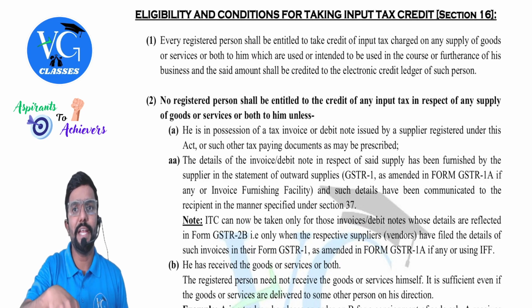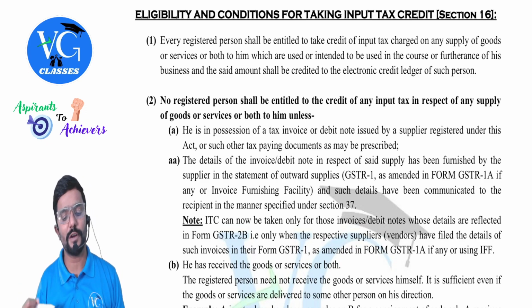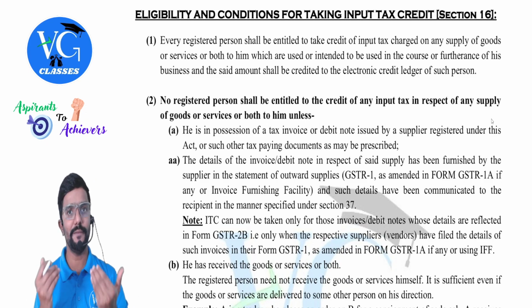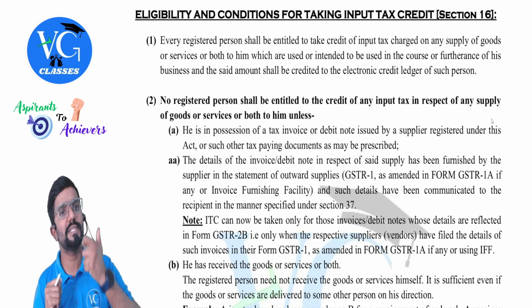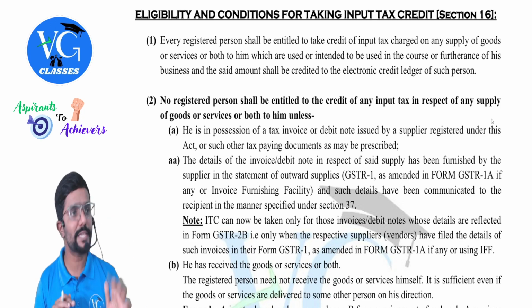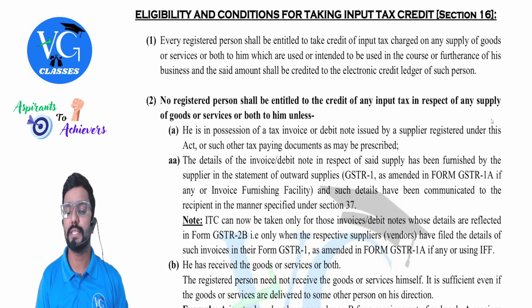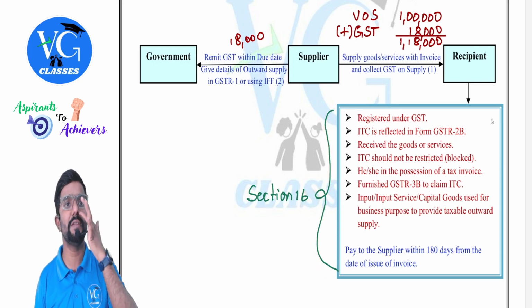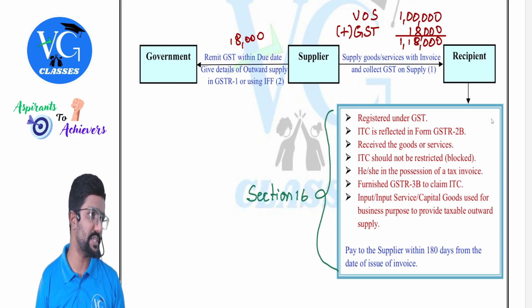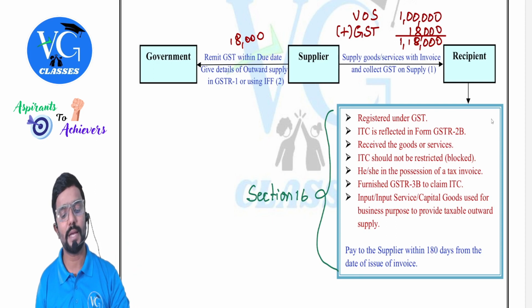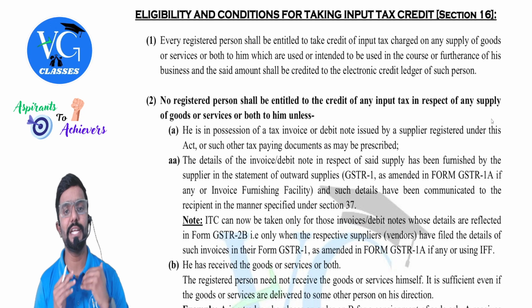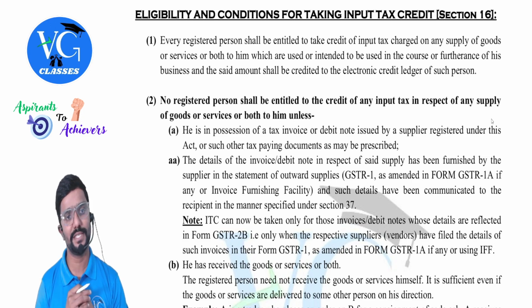Yes, now we will get into section 16, which talks about eligibility and conditions for taking input tax credit. Guys, whatever we will be learning now is given in section 16, which I have already explained in my chart. That is this part, guys. This part. All these conditions are actually given in which section, sir? Section 16. So let us learn subsection by subsection. Eligibility and conditions for taking input tax credit, section 16.